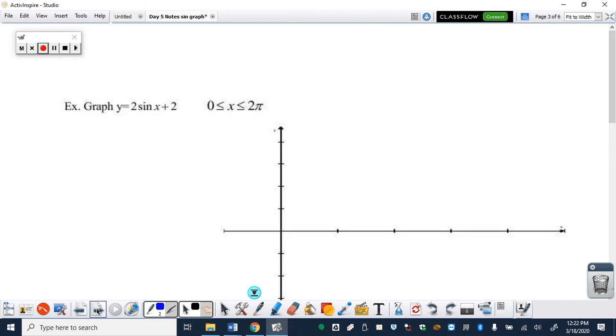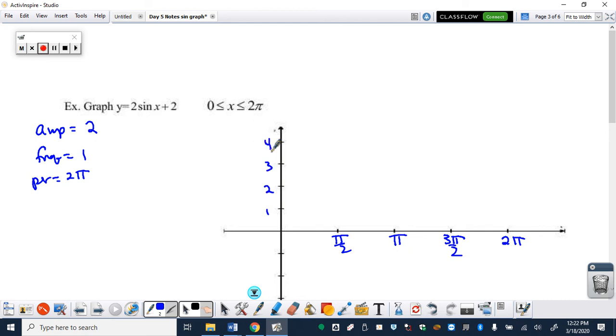This next example has a change in our amplitude and a change in our vertical shift. So again, let's get in the habit of writing down what we know. Amplitude is 2. Frequency is still 1, which keeps the period at 2 pi, which is nice. That helps us out, a little bit less to worry about, but we do have to make sure that we label everything. And again, I'm going to label the y-axis. Every tick mark will be a unit.